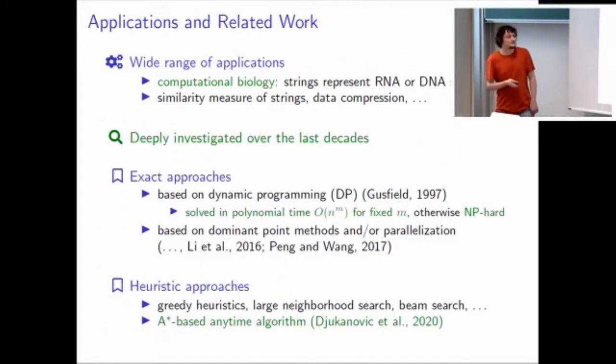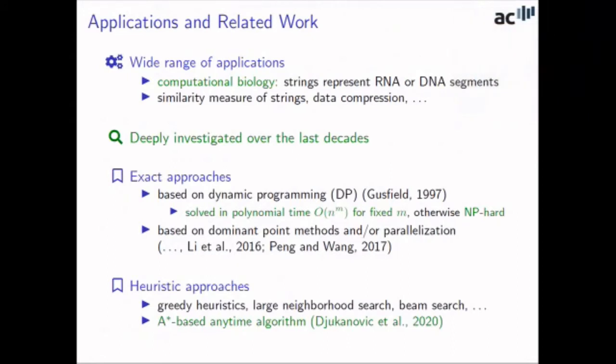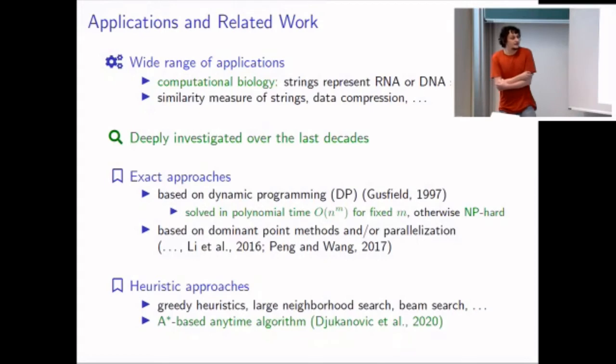Okay, the LCS problem has a wide range of applications. One of its most important fields is in computational biology, where strings usually represent RNA or DNA segments. And as I already said, it's a deeply investigated problem. There exist exact as well as heuristic approaches. If the number of input strings is fixed, then there exists a dynamic programming formulation which can efficiently solve the problem in polynomial time. However, if the number is not fixed, then the problem is NP-hard. For larger instance sizes, we have to apply heuristic approaches, and there are also plenty of heuristic approaches devised over the last decades. They range from greedy heuristics over large neighborhood search to beam search methods. Currently, state-of-the-art results can be obtained from an A star-based anytime algorithm, which was suggested by Djukanovic.